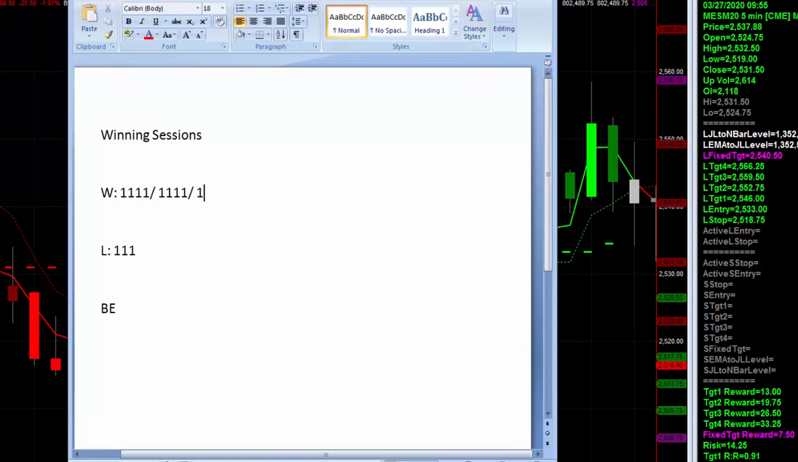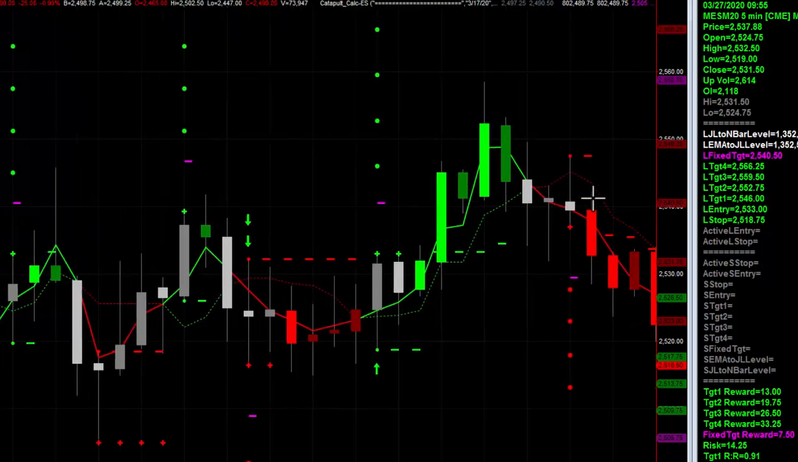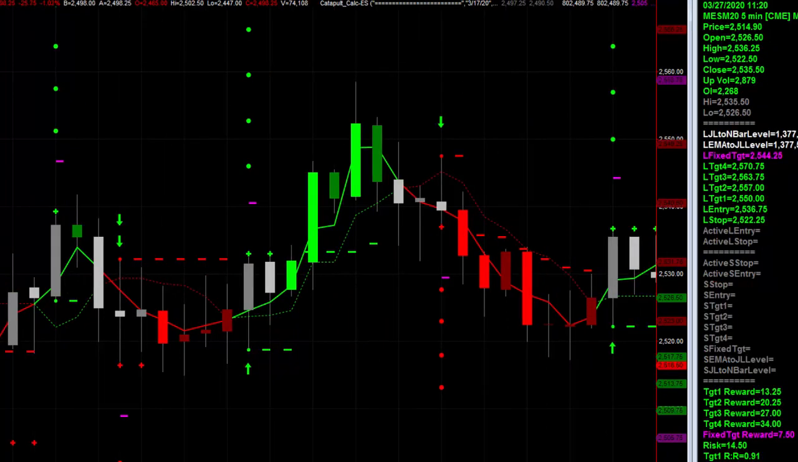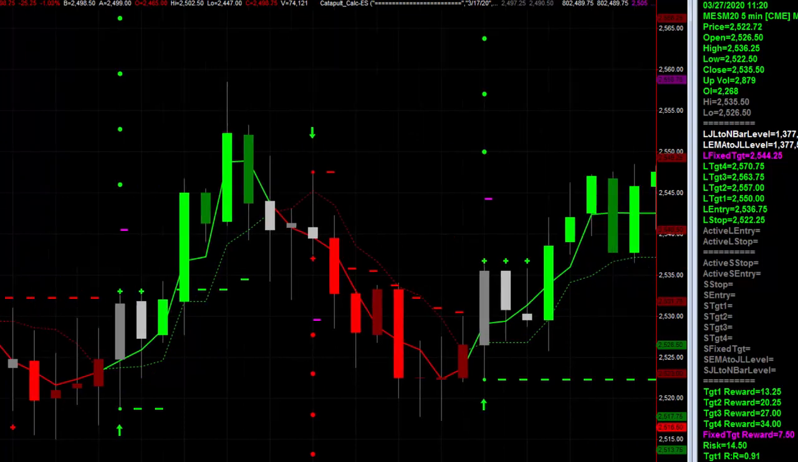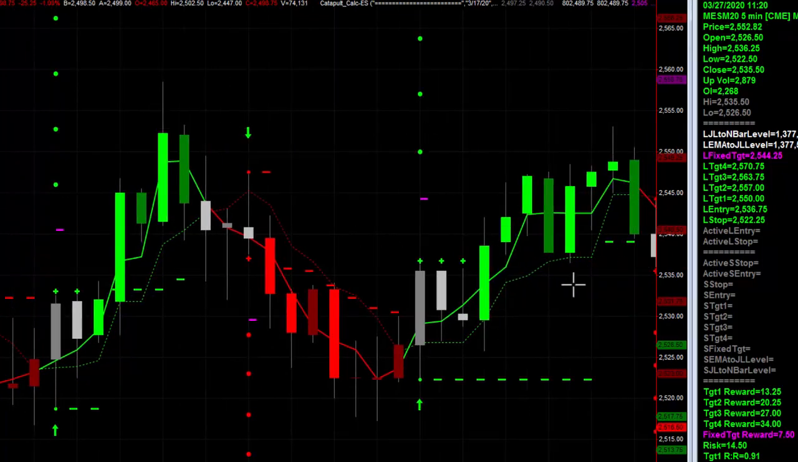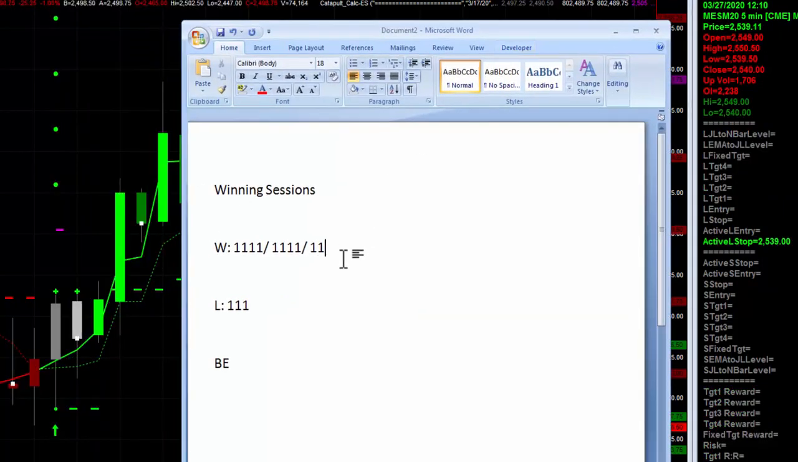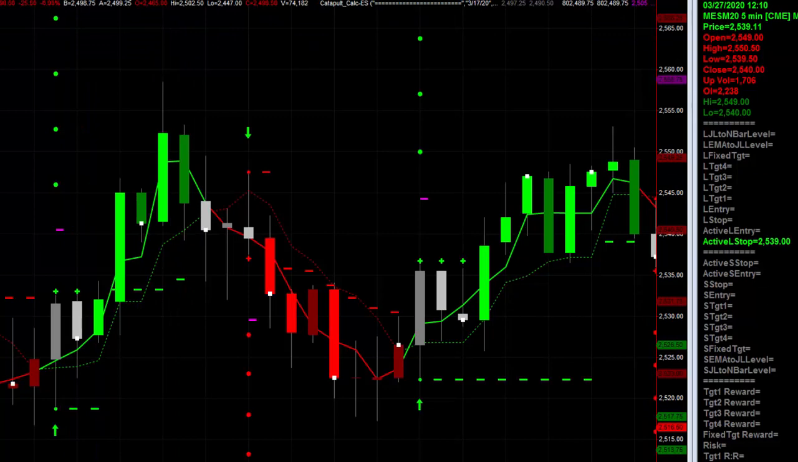Let's look at the 11 a.m. mini session. So then we have the 11 a.m. session, and that's this one at 11:20. Triggers in, pushes up, hits a nice 13.25 point winner, comes down, stops out with its trailer, 1 and done. Another winning session.